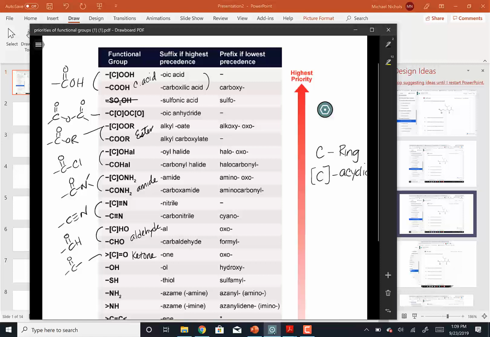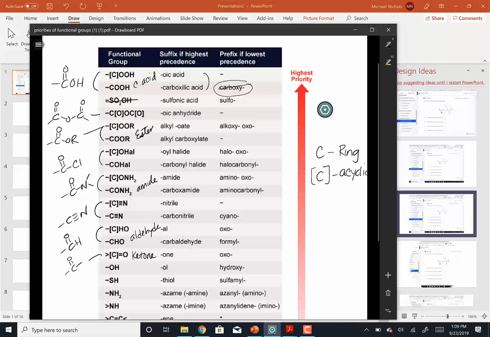So there's a column 1 here, which is what you call it if it's the highest priority, and then there's column 2 where it's if something else outweighs it. Now, I don't know what outweighs a carboxylic acid, so I'm not quite sure why that's there. Because we're not going to have anything that has higher precedence than a carboxylic acid, so we're not going to use that one. But if you did, that's what it would be. So that's kind of how this chart will help us make the name of the molecule.